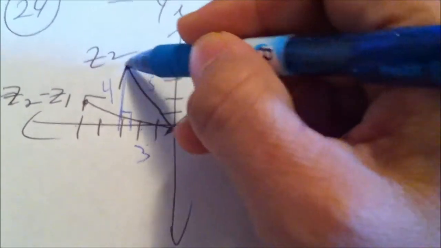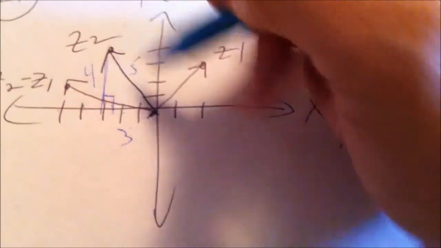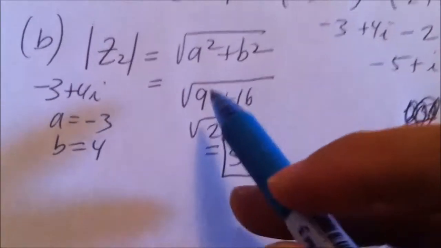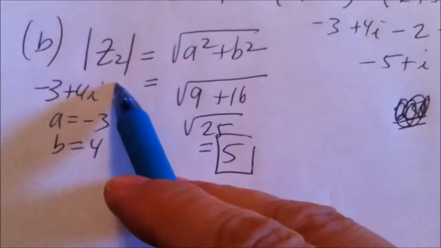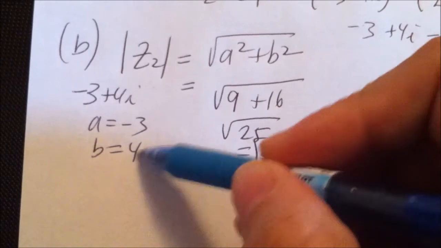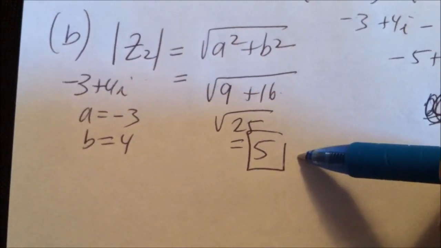Could have also used the distance formula, with this point being negative 3, 4, and this point being the origin. Or you can memorize the formula to find the magnitude of a vector or the absolute value of a vector, which is synonymous. So this is a, this is b. Notice the i is not there. That's b right there. You put it in the formula, and you get your 5 that way.